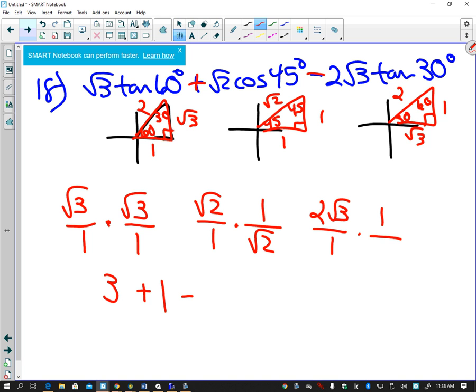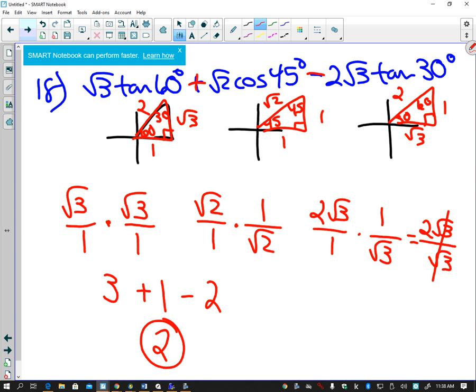What is adjacent? Radical 3. We're getting it, but it's going to just come with practice and repetition. So I've got 2 radical 3 times 1 over 1 times radical 3, or 2 radical 3 over radical 3. What happens to those radical 3's? They cancel out, and I'm left with just 2, right? So I got 3 plus 1, just 4, minus 2. So my final answer is 2. Okay, and this was question 18. Double check my answer. 2 is correct.